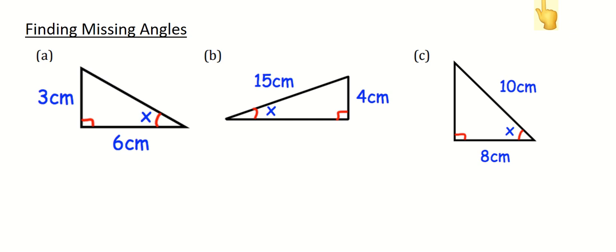So in this video, we're going to look at trigonometry and finding missing angles. Now, how do you know that you need to use trigonometry? Well, you know because you're asked to find an angle. Pythagoras' theorem helps you find missing sides when you've got two sides, but it will not help you find missing angles.